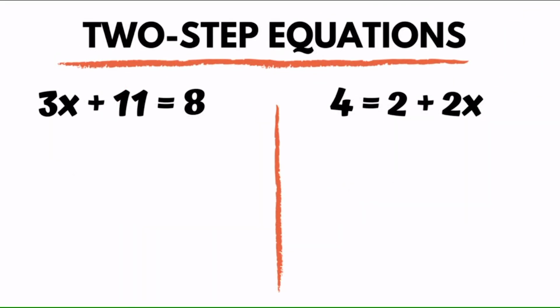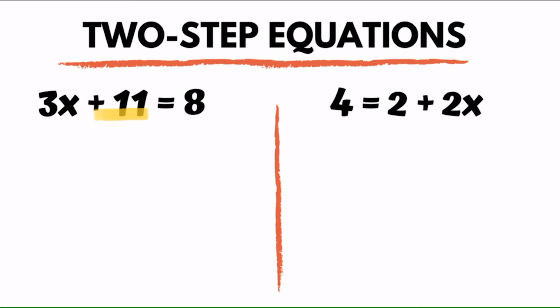We're going to look at two-step equations. These equations require 2 steps to solve. So let's look at the first one. 3x plus 11 equals 8. So we're going to use a combination of addition and subtraction or multiplication and division. So we're using both inverse operations. So I need to get x by itself, and I'm going to start with the 11 first.